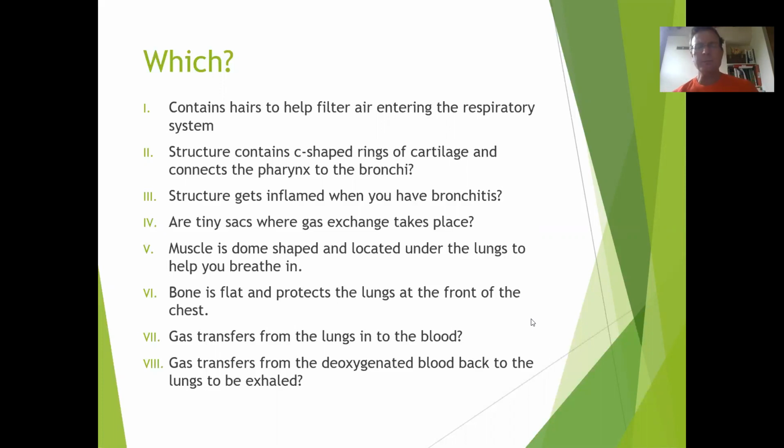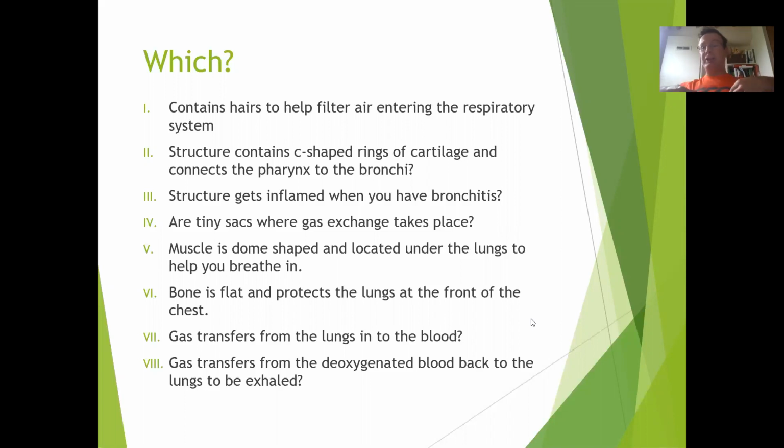Okay, well, number one contains hairs to help filter air entering the respiratory system, is our nose. So our nose has got some external hairs to sort of trap big particles contained within the air. And then as it goes back, we have a system that warms, moistens, and continues the filtering of air. We have tiny hair-like projections that help filter out substances coming in. Air enters our nose, goes back past our pharynx, past our voice box, and then into the trachea. So the trachea contains these C-shaped rings of cartilage, and we'll look at that in a sec.